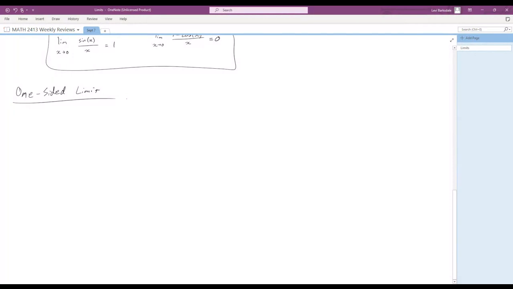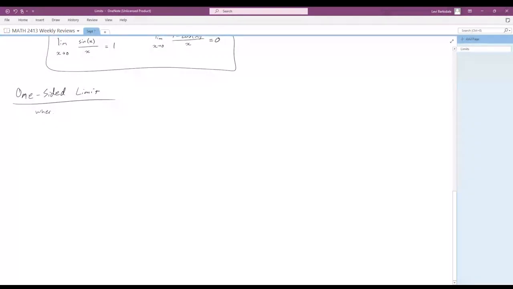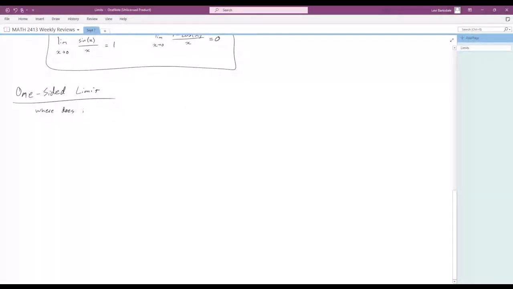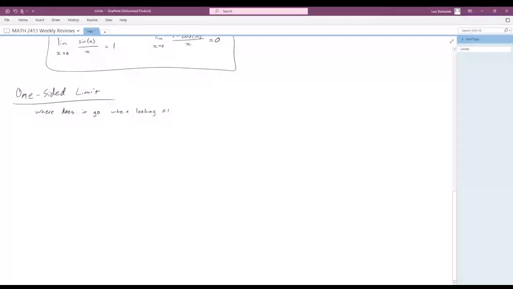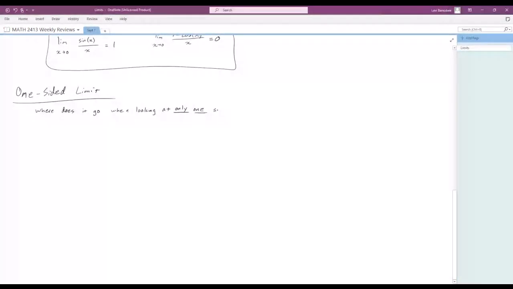So again, this is the same kind of question we need to ask ourselves as when we're looking at just a normal limit. Where does it go? Except this time we only have one person running along the function. So where does it go? But this time we need to add on when looking at only one side. And I'll underline all of those just for fun.